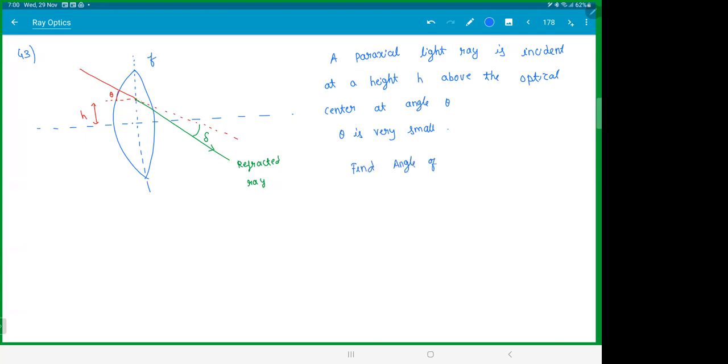The light ray through the optical center would have gone straight, but if you're sending it a little high, it won't go straight. Then what is the angle of deviation? Let's get this.